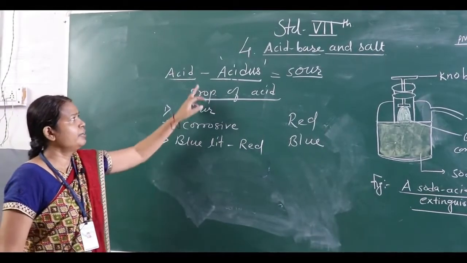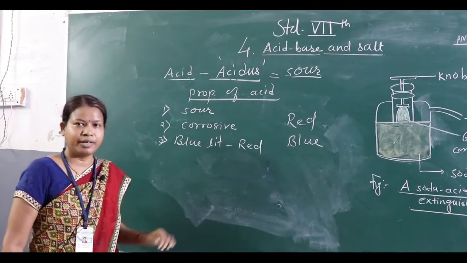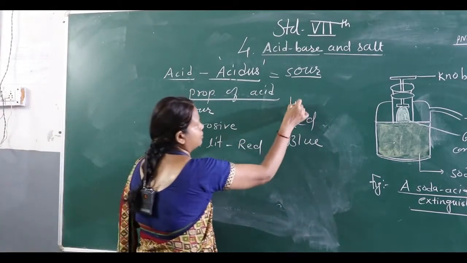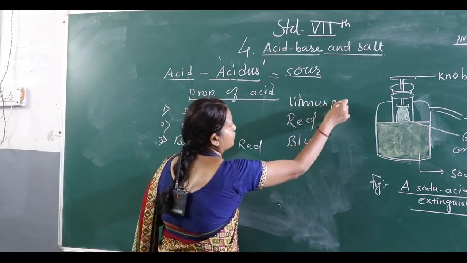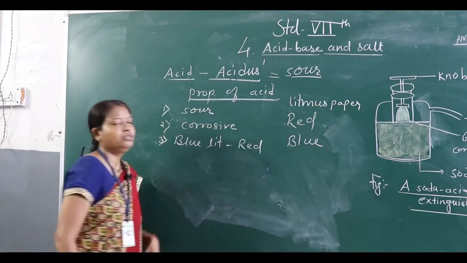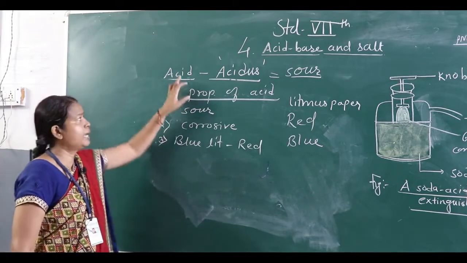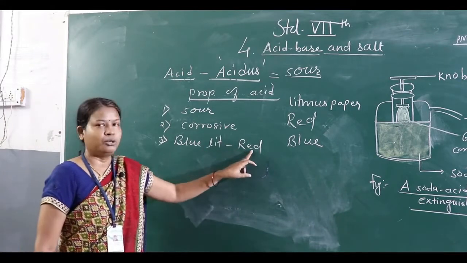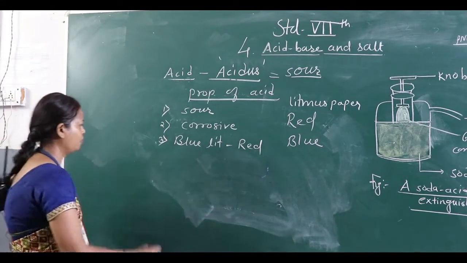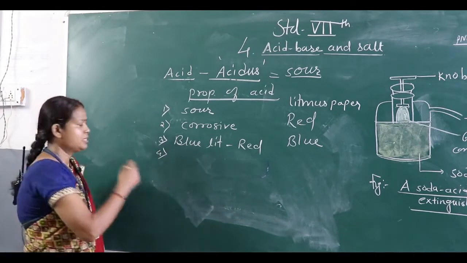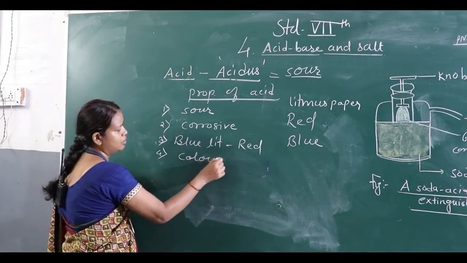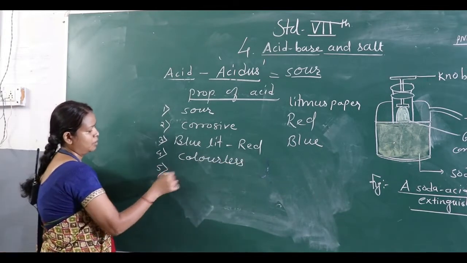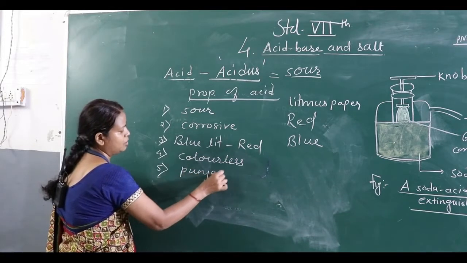If we want to identify which is acid and which is base, it is a laboratory test. While doing the testing, we use this litmus paper. If we do the practical or experiment with acid, this blue litmus paper is converted into red litmus paper. Another property is that acids are colorless. They have a pungent smell.